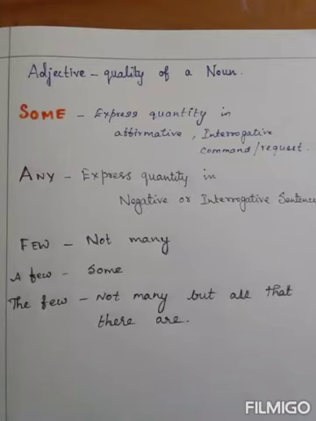A few. Where do you use a few? In the place of some, less quantity. There we can use a few. The few. Where do you use the few? The few can be used where not many but all. Not more, not many, but everything, all. There we can use the determiner few.